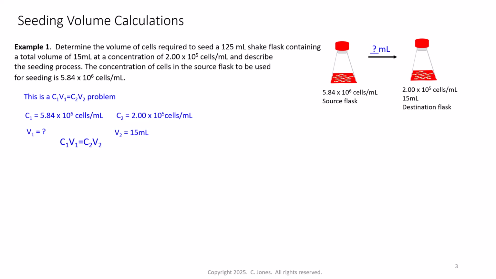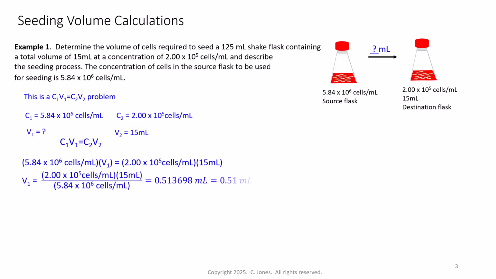Again, C1V1 equals C2V2. We're just going to plug the numerical values into the equation, and then we're going to solve for V1. When you do that on your calculator, here I put down all of the digits on the display, but remember that when we're dealing with cell culture, we're only going to go 2 places past the decimal point for significant figures. So I'm going to need to transfer 0.51 mls of cells from our source flask into the destination flask.